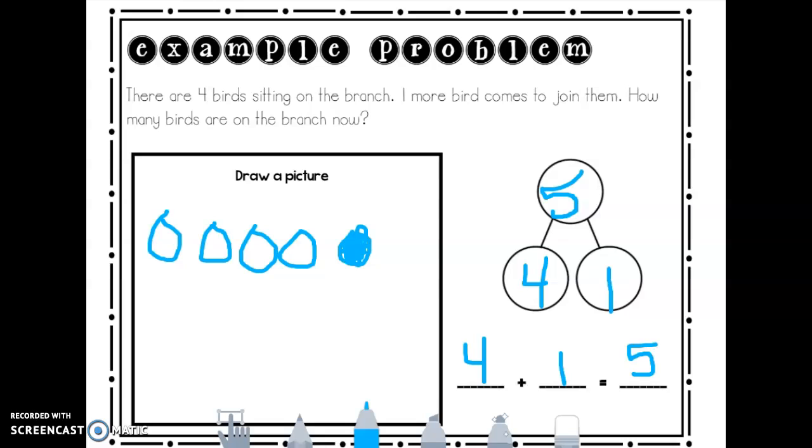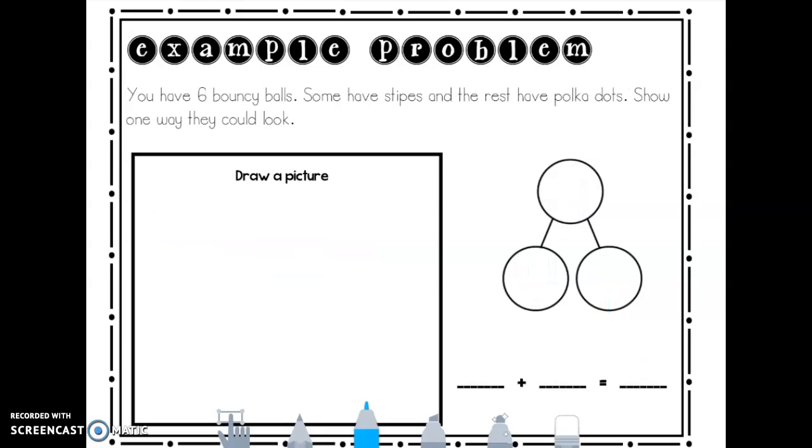You might also see a story where you know the whole, but you have to make the 2 parts look a little bit different. This story says you have 6 bouncy balls, some have stripes, and the rest have polka dots. Show one way they could look. So this is one of those problems where you get to choose what the numbers are going to be for the parts. I know that I have what? 6 bouncy balls. So let's start with that.